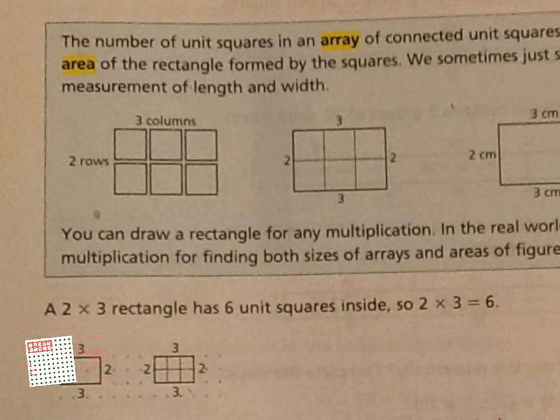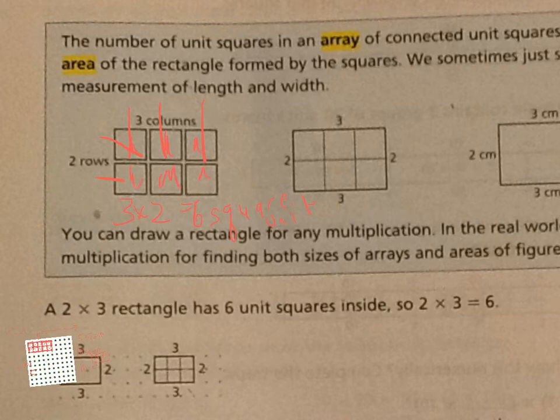If you have 3 columns and 2 rows, see, we have 1, 2, 3 columns, 1, 2 rows. This is essentially a 3 by 2 array, because you have 3 squares on the top and 2 squares going down. Equals 6. If it's area, it'd be 6 square units, because if you look at it, we have squares. They're perfect squares. 1, 2, 3, 4, 5, 6.